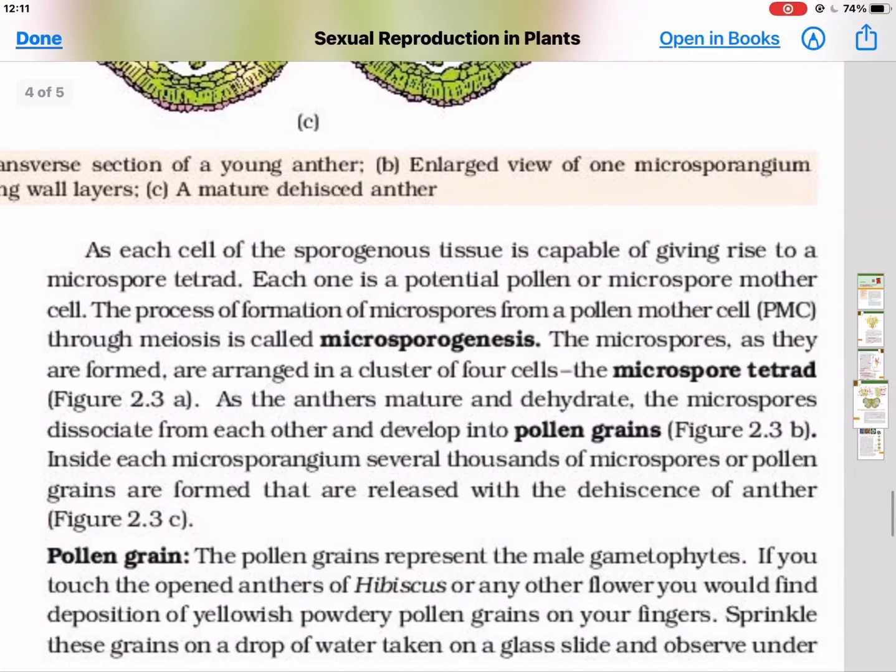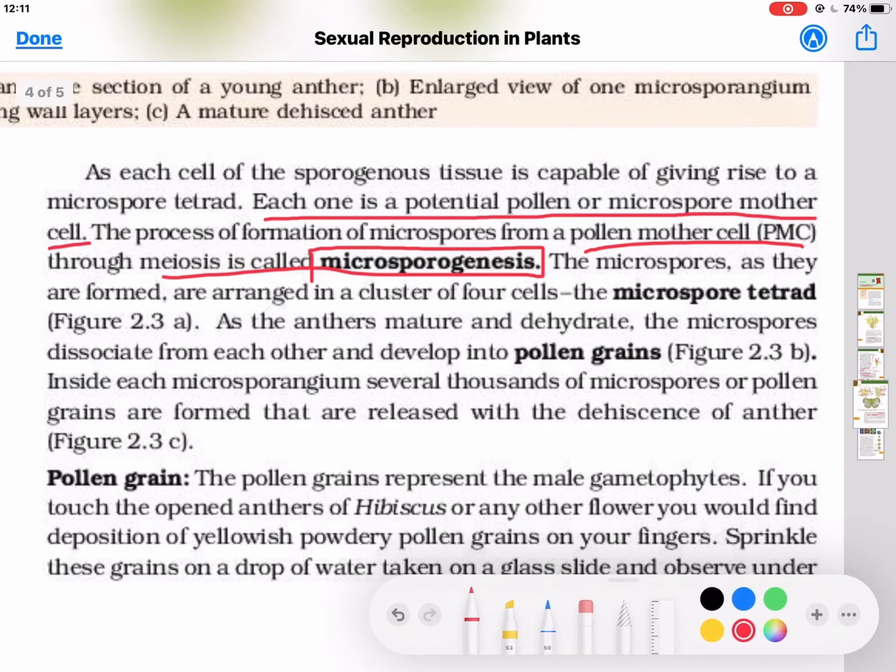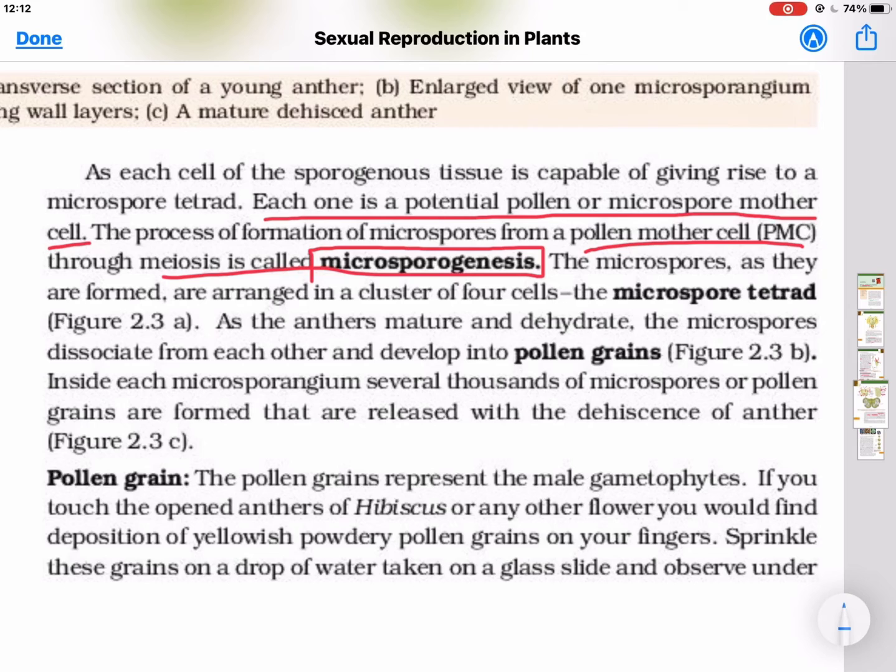As each cell of the sporogenous tissue is capable of giving rise to a microspore tetrad, each one is a potential pollen or microspore mother cell. The process of formation of microspore from the pollen mother cell through meiosis is called microsporogenesis. Definition is important. माइक्रोस्पोरोजेनेसिस वो प्रोसेस है जिसमें माइक्रोस्पोर मदर सेल से माइक्रोस्पोर्स बन रहे हैं बाय द प्रोसेस ऑफ meiosis. The microspores as they are formed are arranged in a cluster of 4 cells that is tetrad.